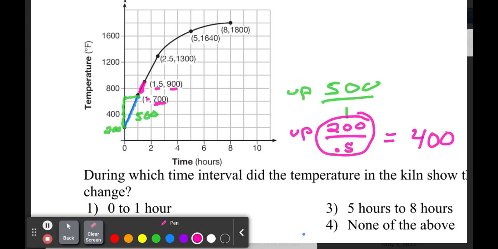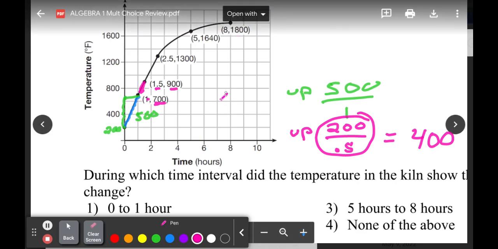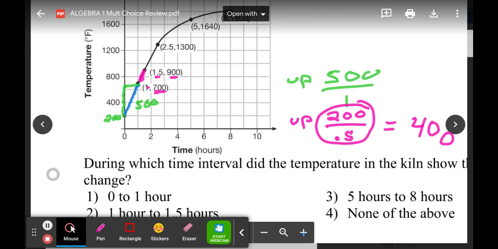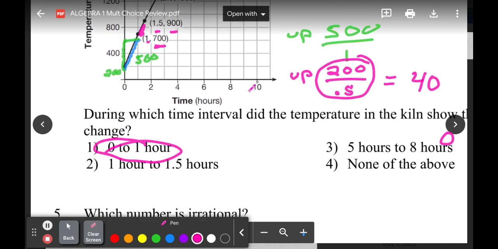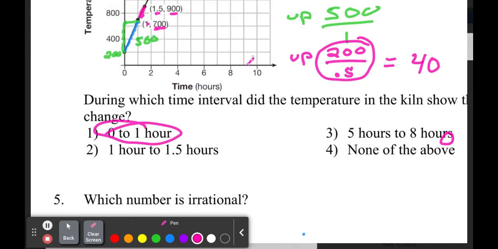So which one has the biggest average rate of change? Zero to 1 or 1 to 1.5? 0 to 1. Be careful on that question. Anybody got questions?